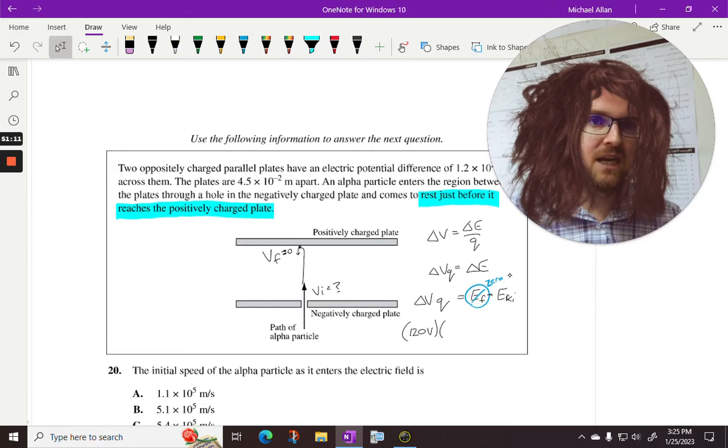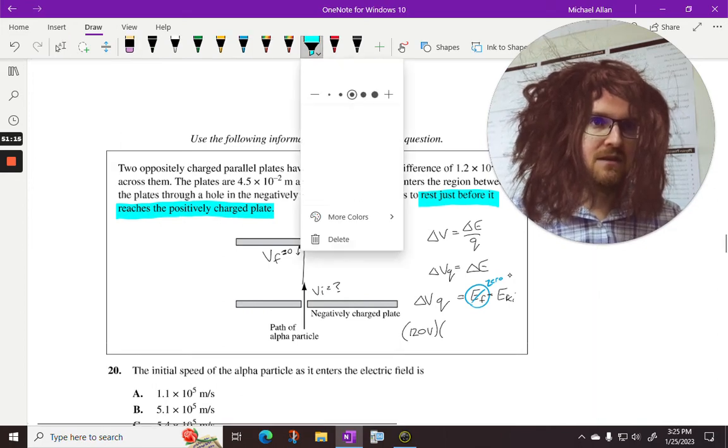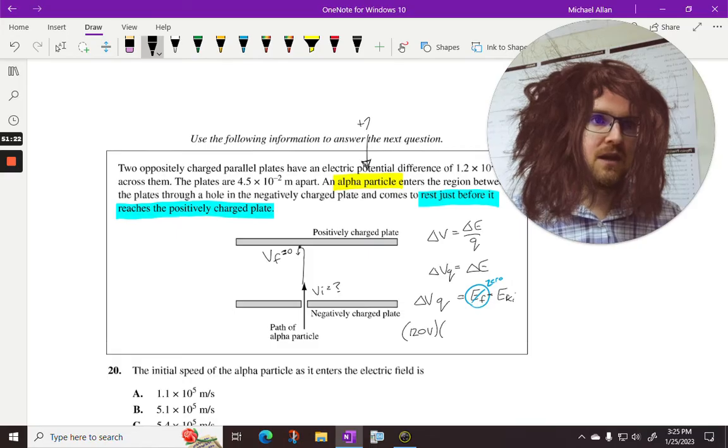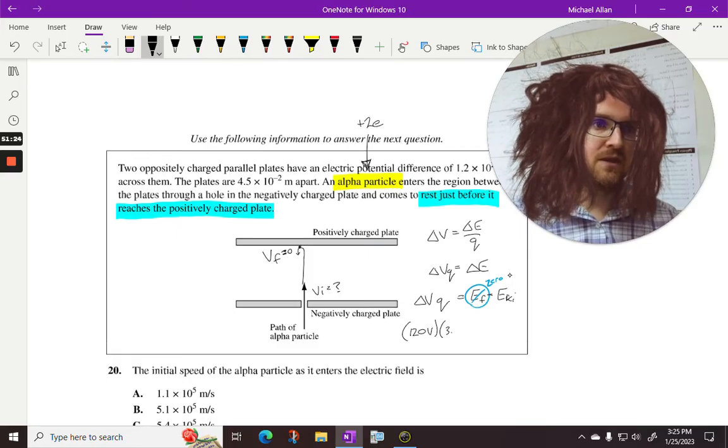And our charge is an alpha particle. I think I mentioned that somewhere in here. Yeah, there it is right there. Let's highlight a different color. It's an alpha particle. That makes this positive 2 e's. So when you do your charge, it's 3.2 times 10 to the negative 19 coulombs.